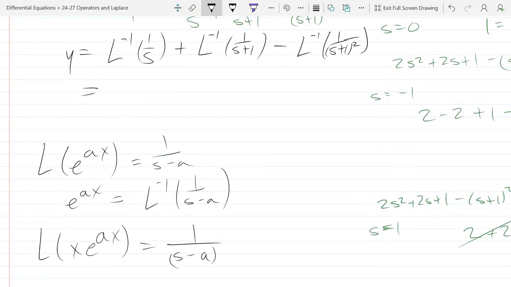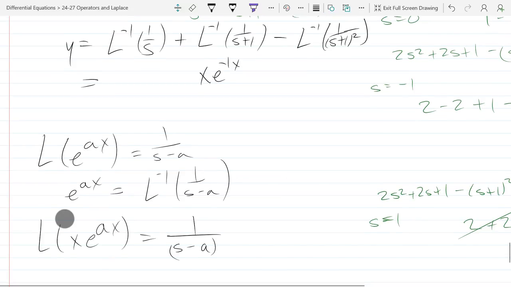So I think we're ready for this one right here. The second term, L inverse 1 over s plus 1, is x e to the minus 1 x right there. So that's using the one on the bottom right here. So our a is negative 1. It's a little strange because they have it written as x minus a, but a is negative 1. So that's our middle term. Let's go for the first term.